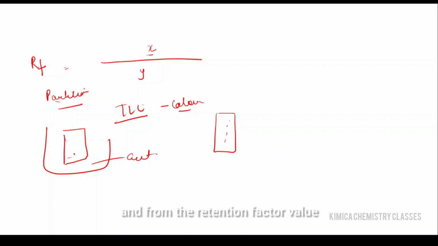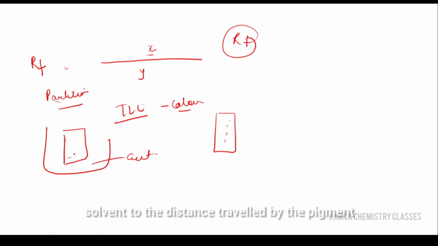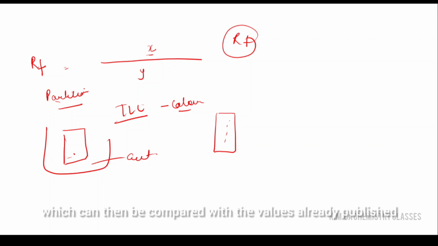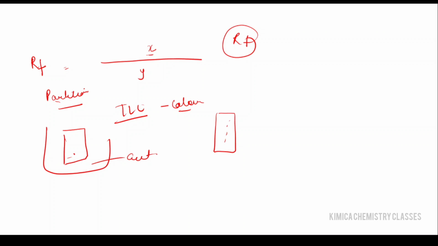And from the retention factor value, the retention factor, the Rf factor, is the ratio of the distance traveled by the pigment to the distance traveled by the solvent from the original line where the spot of leaf extract was placed initially. The value of the retention factor for each colored pigment is calculated, which can then be compared with the values already published. Now I will summarize all of the methods.